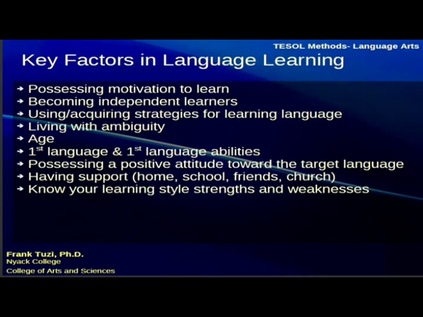Next point. Living with ambiguity is a key factor for language learning. Ambiguity, things that are vague and unclear, and you've got to be able to live with that. I'm going to live with this thing that's vague and unclear. There are some people who hate living with ambiguity. They're going to be very frustrated because of the situation that they're in, and they're going to have less motivation to learn because they want to know everything perfectly. And when you're learning language, there's a lot of times when you just can't do that.